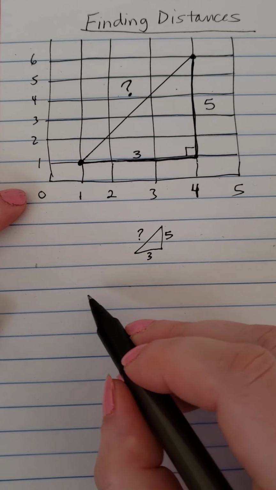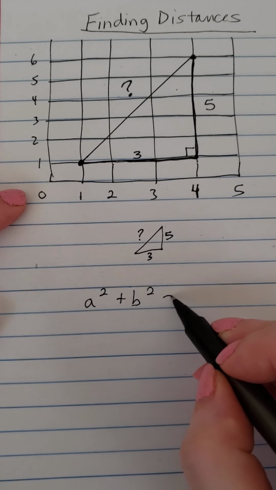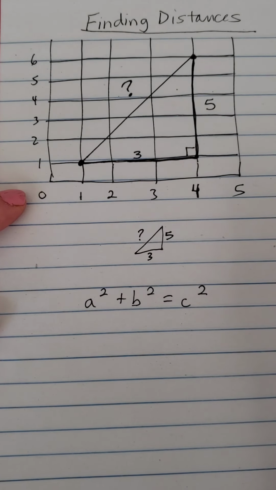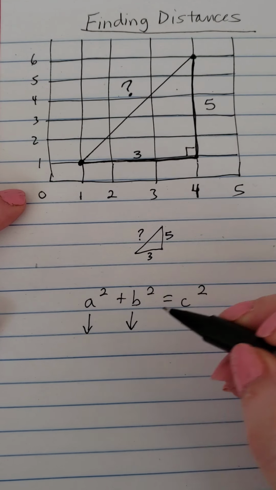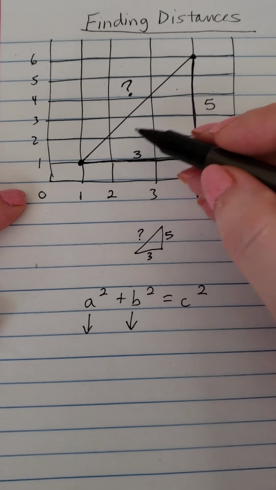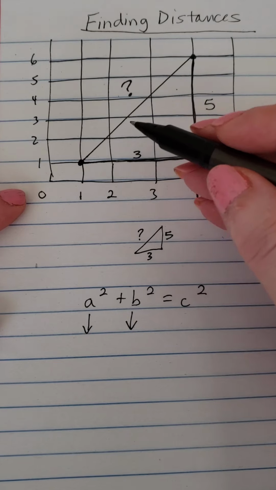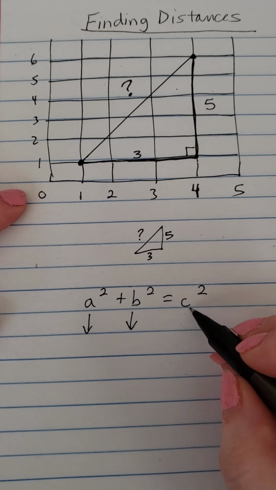So we can use Pythagorean theorem. A squared plus b squared equals c squared. Let's use our lengths and fill this in. Now we are finding the hypotenuse on this length. Whenever we're doing a diagonal like this, we're finding the hypotenuse. So remember, that's always going to be your c squared.